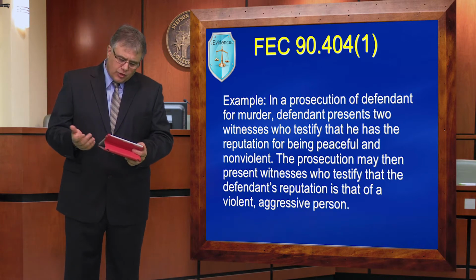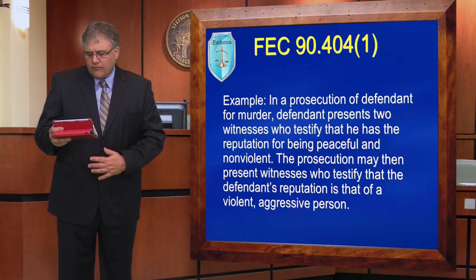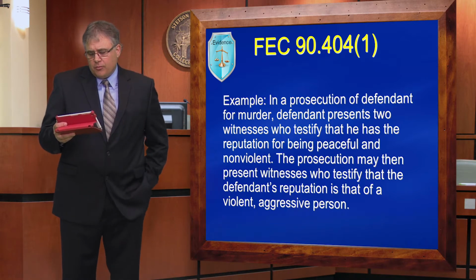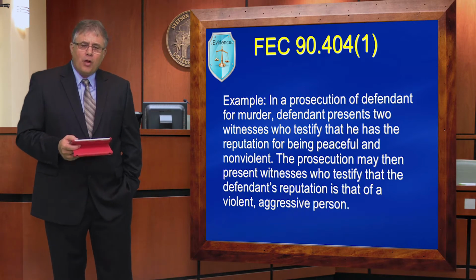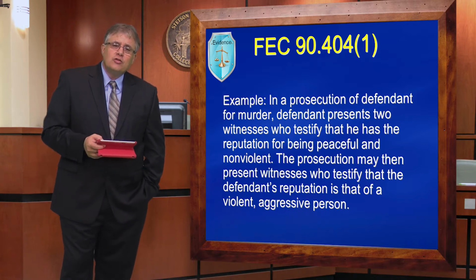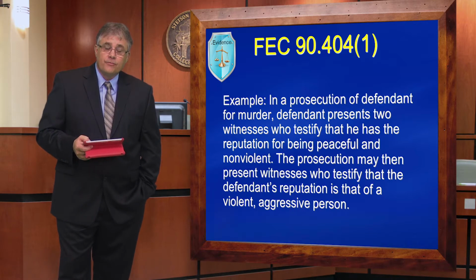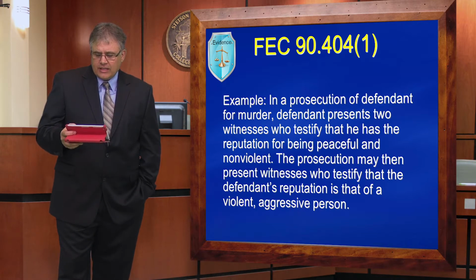If I've got a prosecution of a defendant for murder, and the defendant presents two witnesses who testify that he has a reputation for being peaceful and nonviolent, the prosecution could then present witnesses who will testify that the defendant's reputation is that he is an aggressive, violent person. Door's been opened. The other side can now walk through.